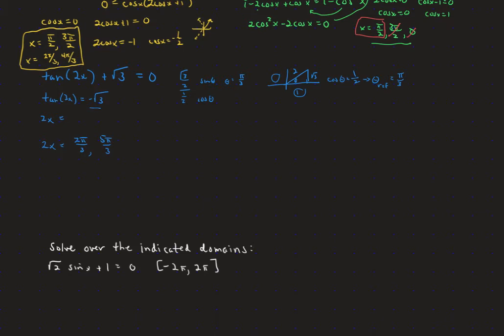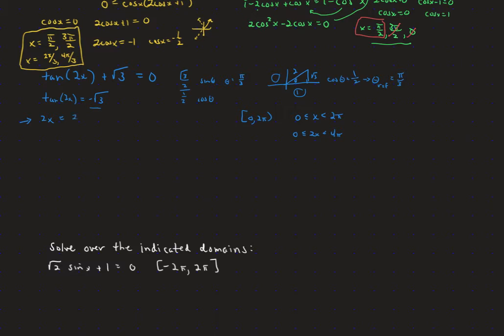But let's pause a moment. We started with our domain being from 0 to 2 pi. That means that x must be between 0 and 2 pi. But this 2x means that if we multiply through by 2, 2x can go all the way to 4 pi. So let me back this up a little bit here. So that means we're looking for solutions.